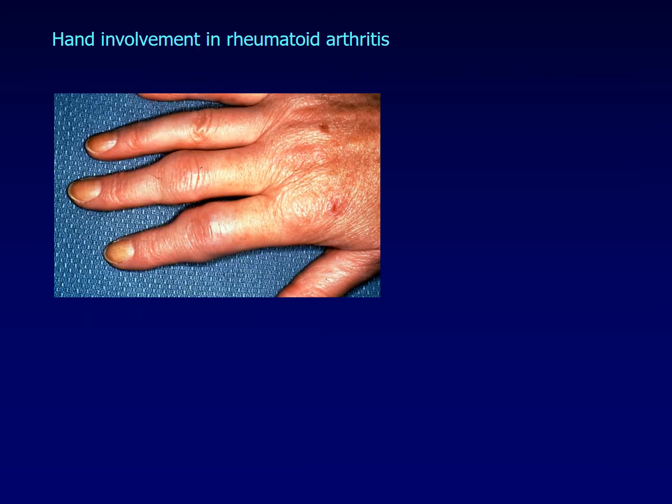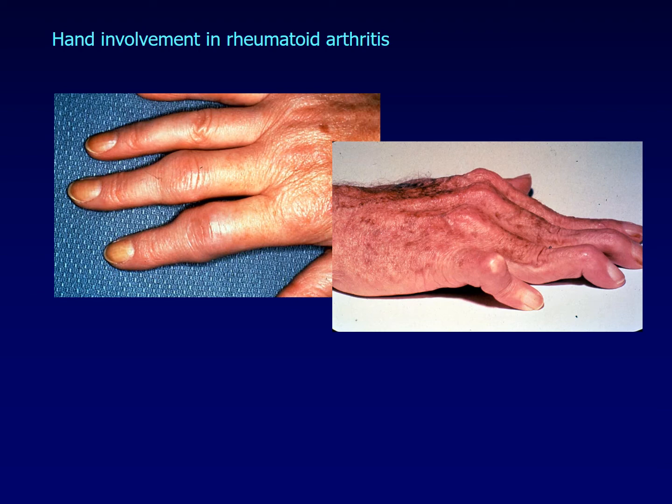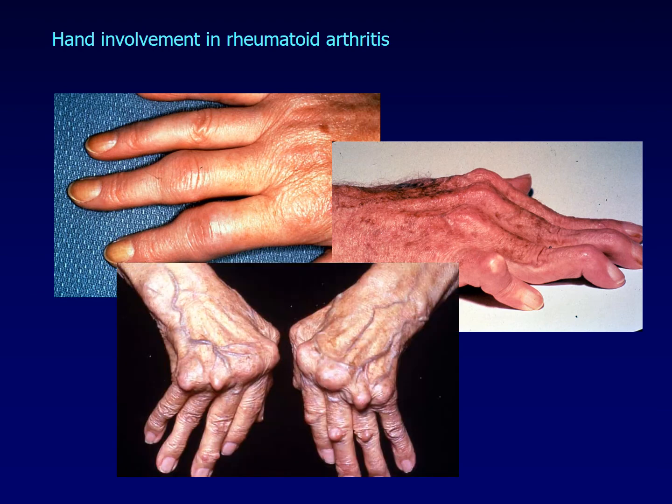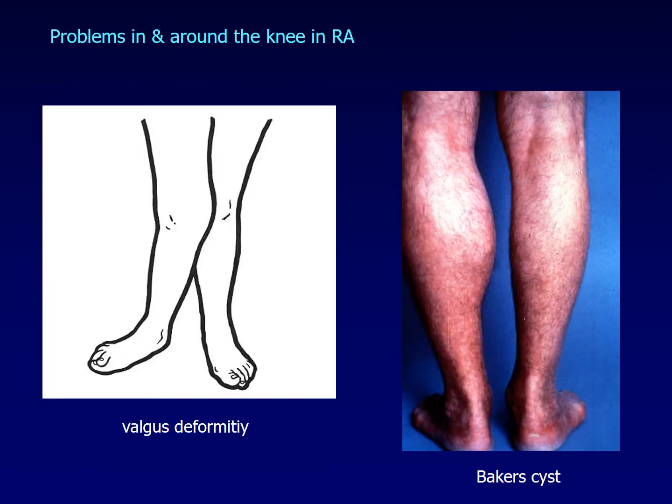These are the swan neck deformity, and the ulnar subluxation and deformity of the hand. This is deformity in the knee, genu valgum, an outward deviation of the knee joint, and Baker's cyst, a synovial cyst in the popliteal fossa.